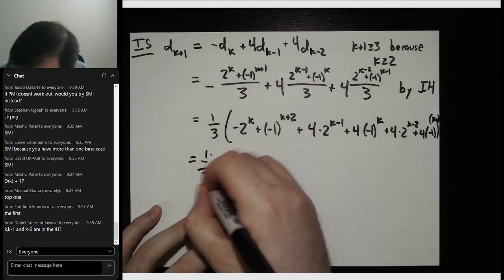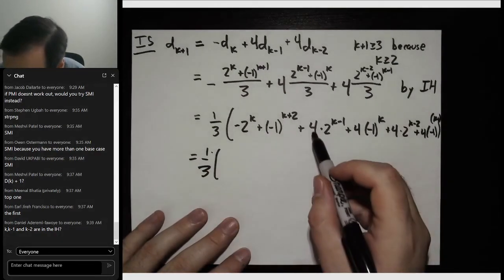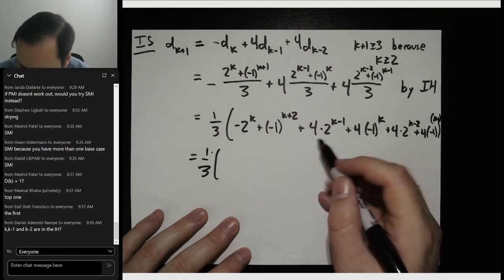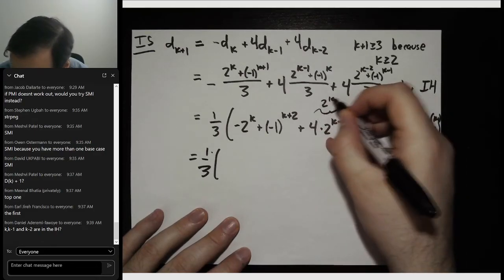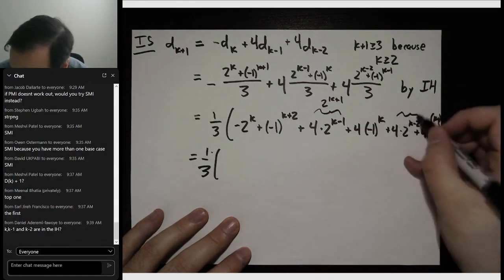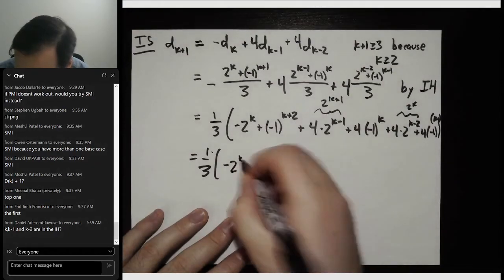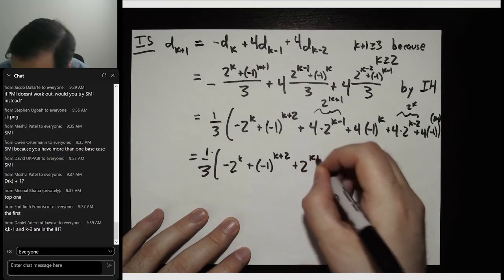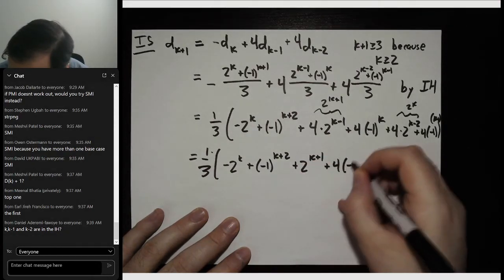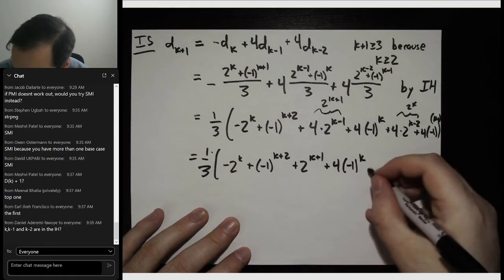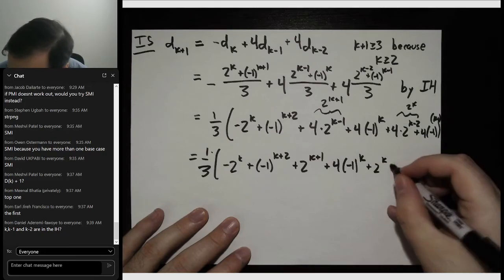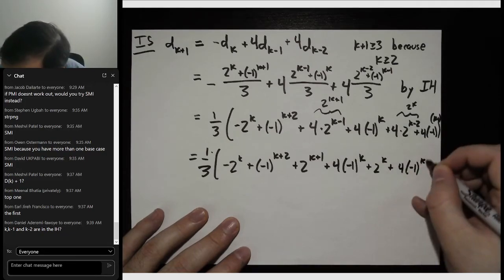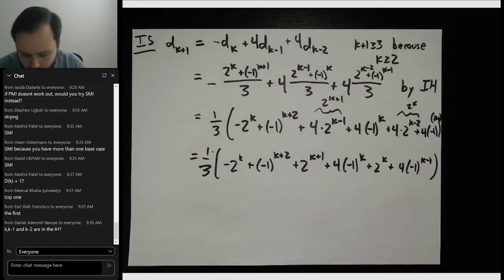And now let's just do some arithmetic. So 4 times 2 to the k minus 1 is 2 to the k plus 1. 4 times 2 to the k minus 2 is 2 to the k. So I get minus 2 to the k plus negative 1 to the k plus 2 plus 2 to the k plus 1 plus 4 times negative 1 to the k plus 2 to the k plus 4 times negative 1 to the k minus 1. And I get some nice cancellation here. Minus 2 to the k and plus 2 to the k cancel.